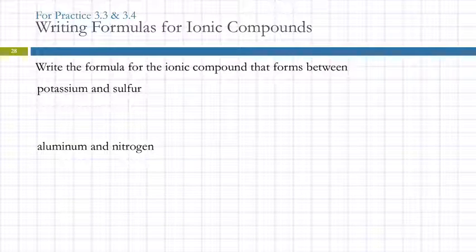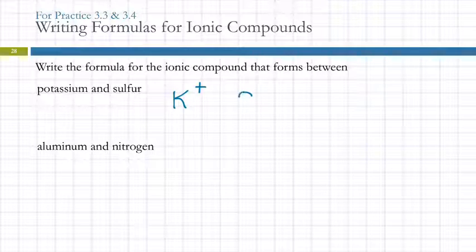Let's do some examples. Write the formula for the ionic compound that forms between potassium and sulfur. Potassium's a metal, sulfur's a nonmetal. We expect an ionic compound. We need the charges and the symbols here. So potassium is K. What charge do potassium ions have? +1. Because they're in group 1A. All the group 1 elements form +1 ions.